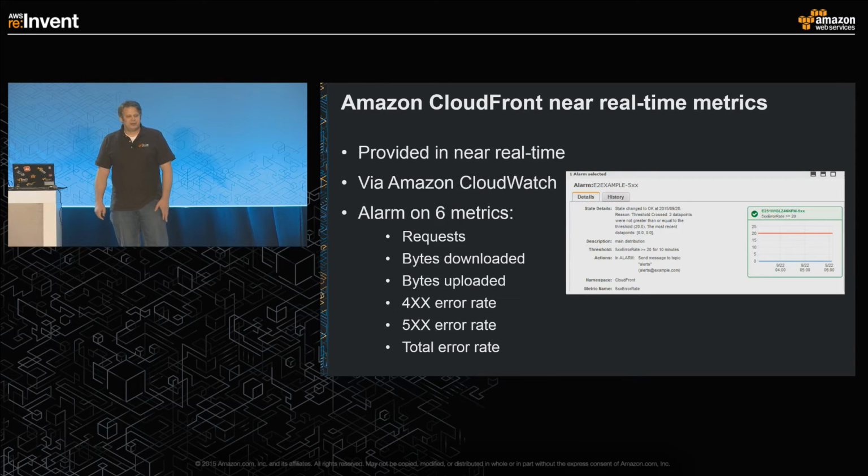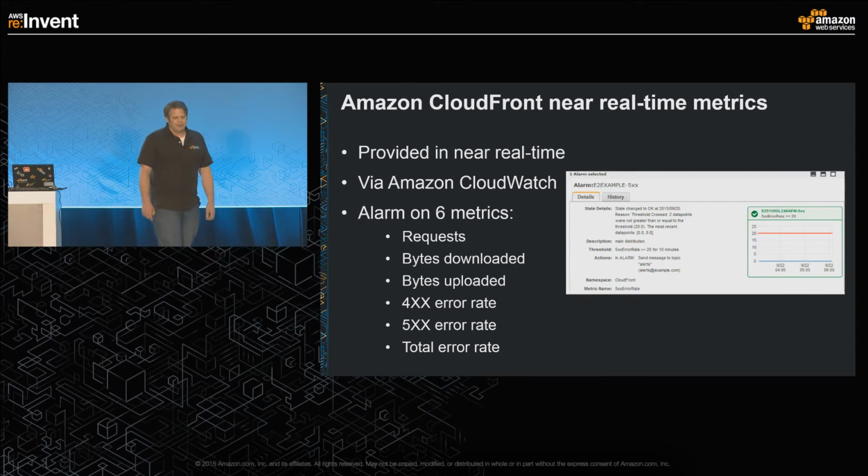Another way to gain visibility into your distributions is using Amazon CloudFront near real-time metrics. This is via Amazon CloudWatch. Currently, you can alarm on 6 metrics, and I forgot to mention that these metrics are within 1 to 2, maybe 2 to 3 minutes of the actual activity that occurred for the request for your content. They include requests, bytes downloaded, bytes uploaded, which usually come from POST requests, 400 series error rates, 500 series error rates, and total error rates.